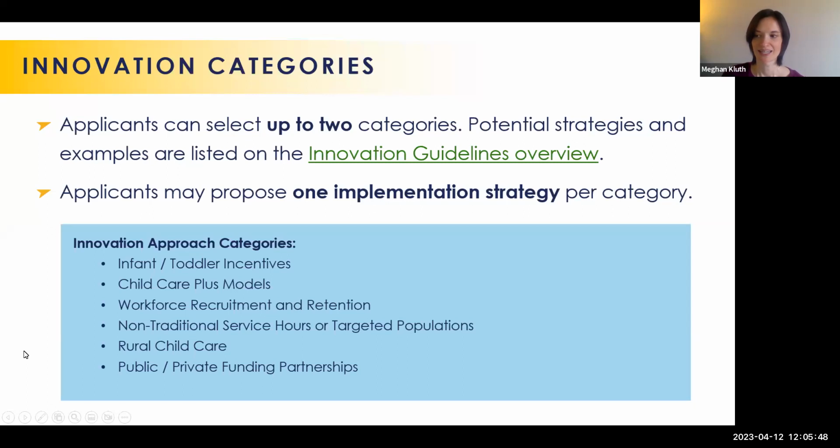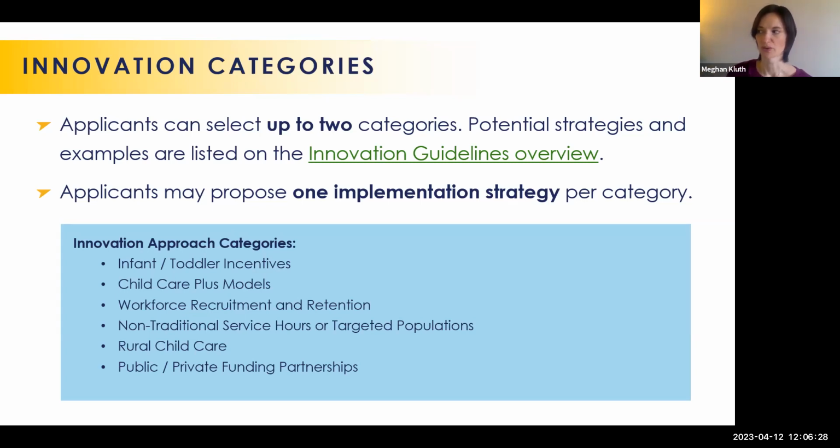So there are 6 innovation approach categories: infant toddler incentives, childcare plus models, workforce recruitment and retention, non-traditional service hours or targeted populations, rural childcare, and public-private funding partnerships. We're going to walk through each one of those and talk a little bit more about what those mean in just a minute, but I just want to be clear on what the actual categories are. Those are set, so applicants need to pick within there. You can select up to 2 categories. One is just fine as well.